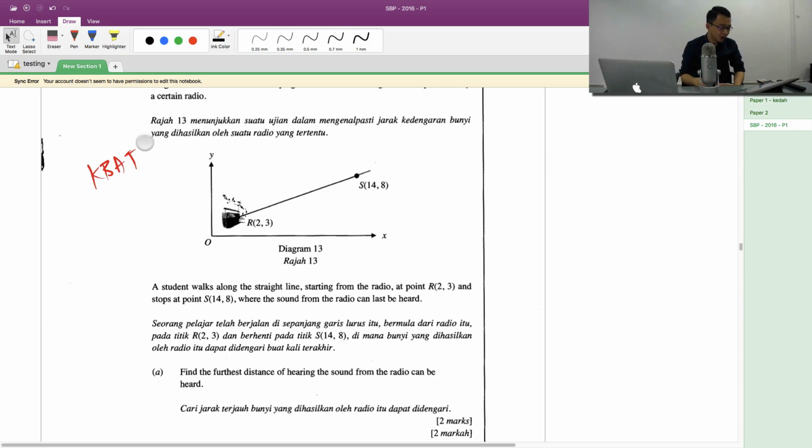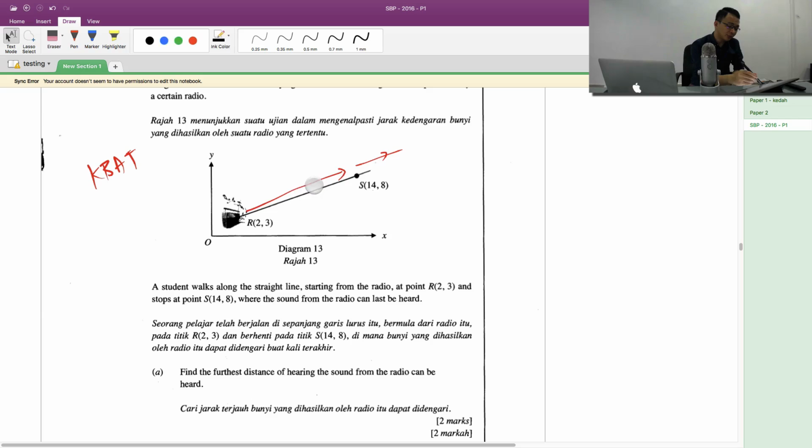Okay, so the student walks along a straight line, starting from the radio at point (2, 3) and stopping at (14, 8), where the sound from the radio can last be heard. So that means this will be the furthest distance already. If the student goes beyond this point, then the student cannot hear the sound of the radio.